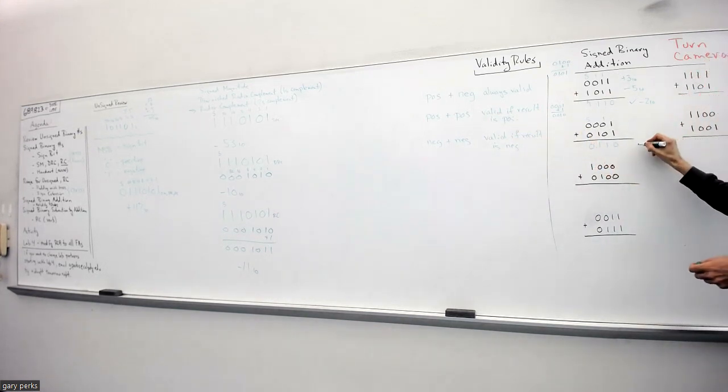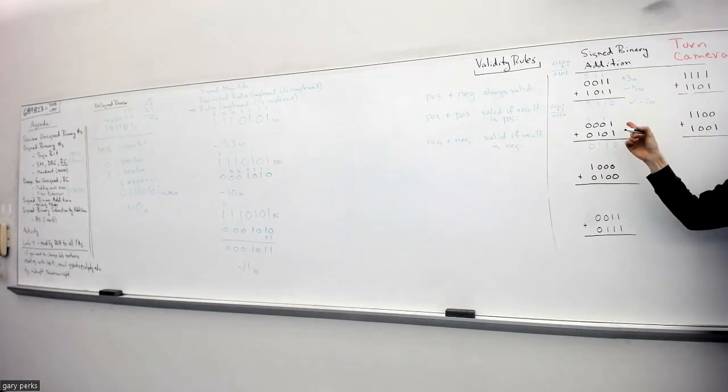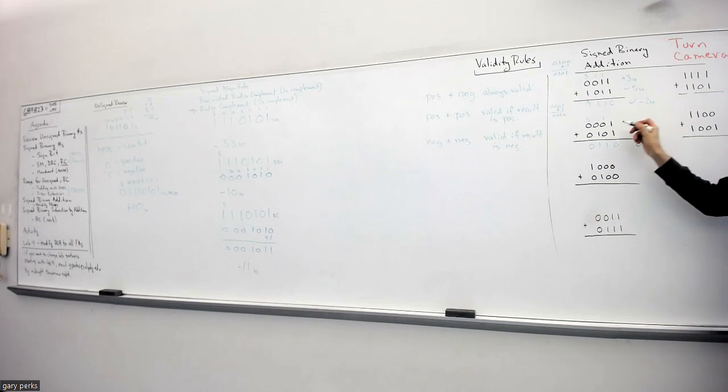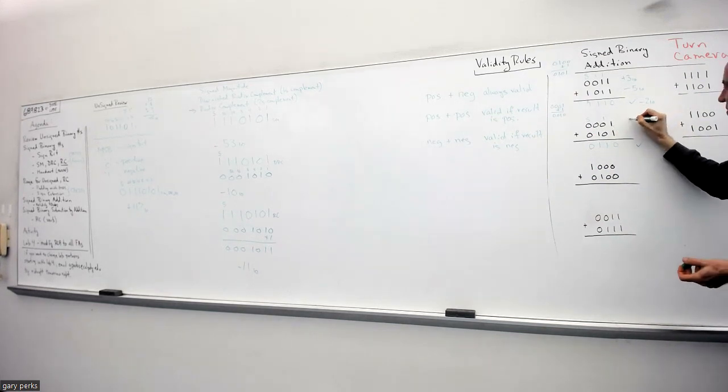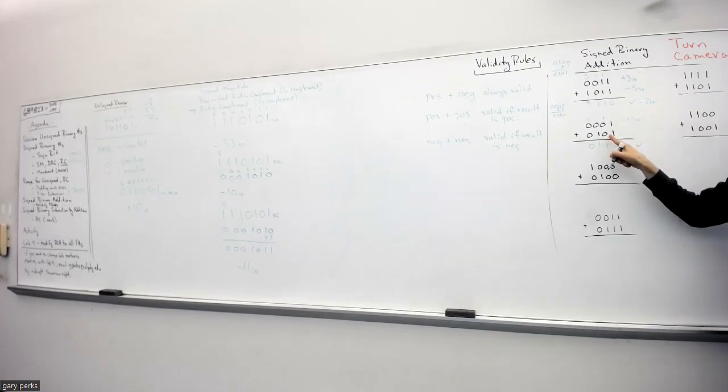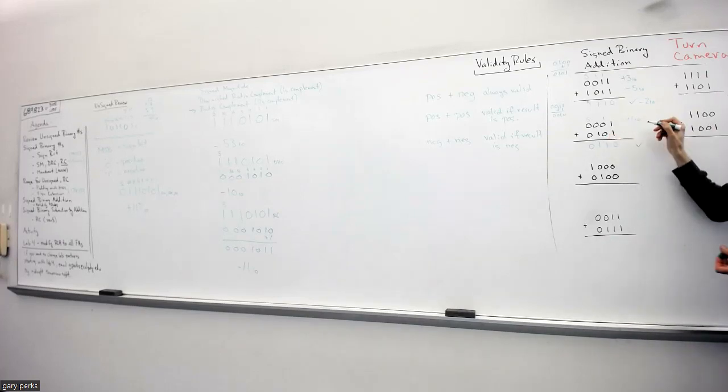So it's valid. And again, if you want to double check, you can just convert these two's complement numbers to base 10. What is this in base 10? 1. What's this in base 10? Plus 5. And what's this? Plus 6.